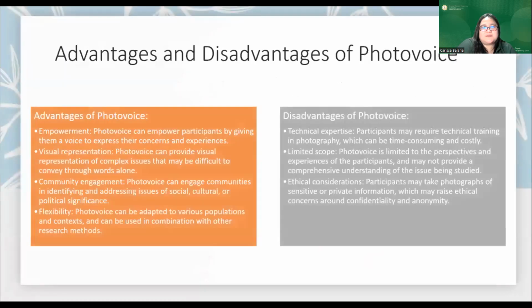So, advantages and disadvantages. Empowerment, because earlier we mentioned the marginalized cannot speak for themselves. Visual representation, your eyes already explain the issue at hand. So, so many people are hungry. But here you are throwing away so much.